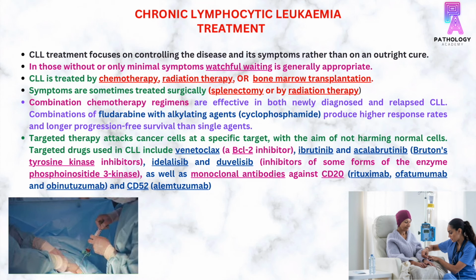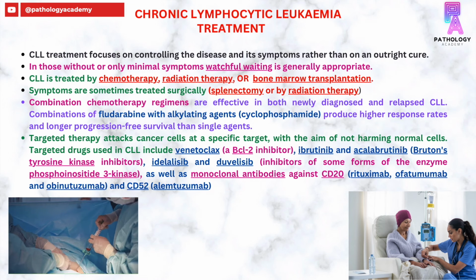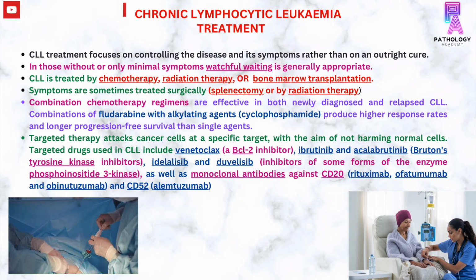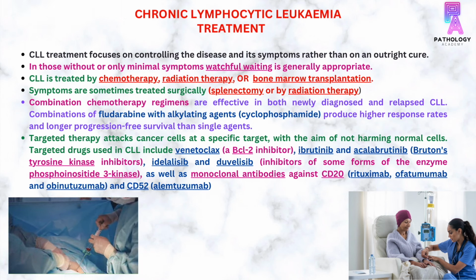A combination with fludarabine and alkylating agents like cyclophosphamide produce higher response rate and longer progression-free survival rate than single agents. Targeted therapy. The targeted therapy attacks cancer cell at a specific target with the aim of not harming normal cells. The targeted drugs used in CLL include BCL2 inhibitor, tyrosine kinase inhibitor, inhibitors of some form of the enzyme phosphoinositide 3 kinase, as well as monoclonal antibodies against CD20 like rituximab, etc.